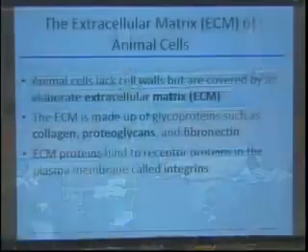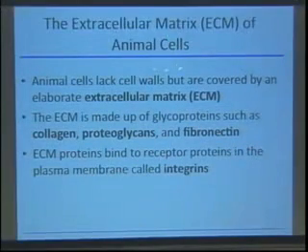Okay, now I want to just talk a little bit about the extracellular matrix of animal cells. So you know that animal cells lack cell walls, but it turns out that they're actually covered by a pretty extensive network of molecules that are outside of the cell. And these are typically made up of molecules called glycoproteins, or in some cases proteoglycans.